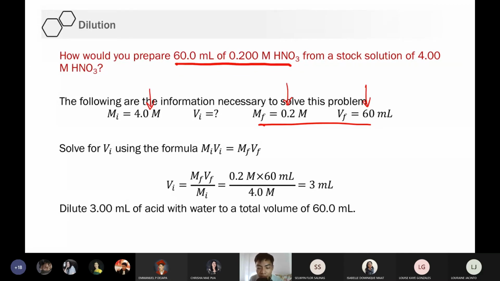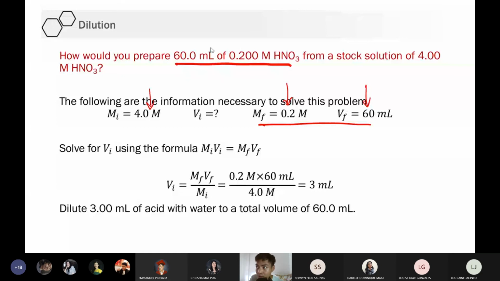Okay? So to solve for the volume, the initial volume of our original solution that will give us the same amount of solute as to our final concentration, we use the formula MIVI equals MFVF. We solve for VI. Ito yung nawawala eh. Okay, so you just divide both sides by MI, and then we were able to see not 3 liters ng nitric acid. 3 ml pala, sorry. 3 ml lang nitong original solution ang kailangan to prepare this concentration.